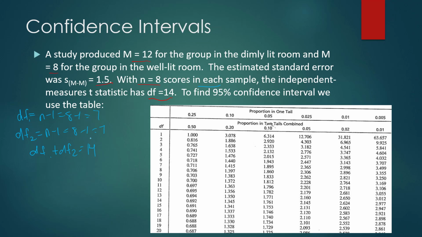that gives us 14. And we're using a 95% confidence interval, which means outside of that confidence interval is 5%, or 0.05, in the two tails combined. So we're going to go over here. We have degrees of freedom of 14, 0.05 in the two tails combined, giving us 2.145 as our critical t.